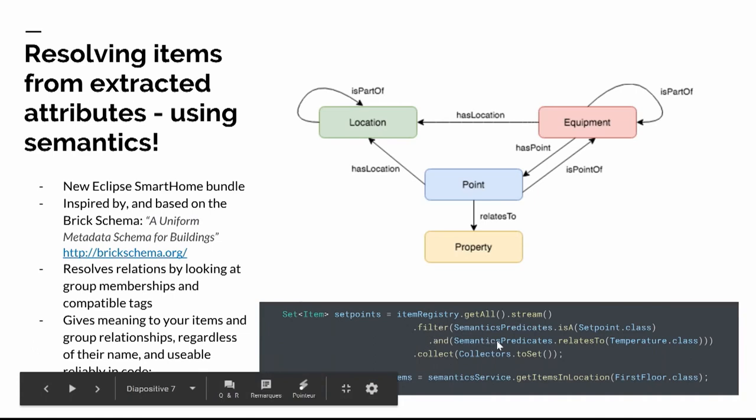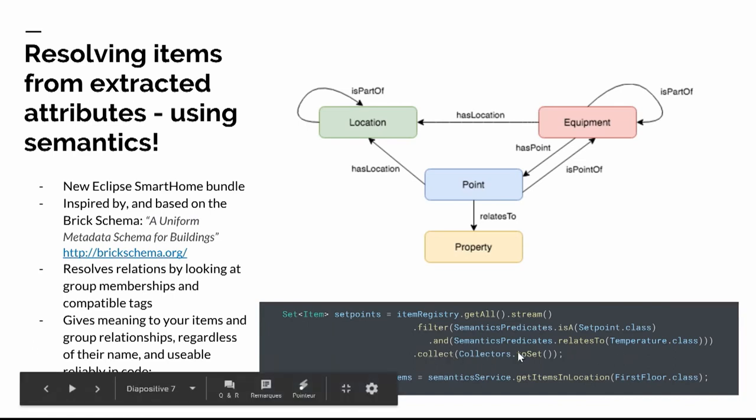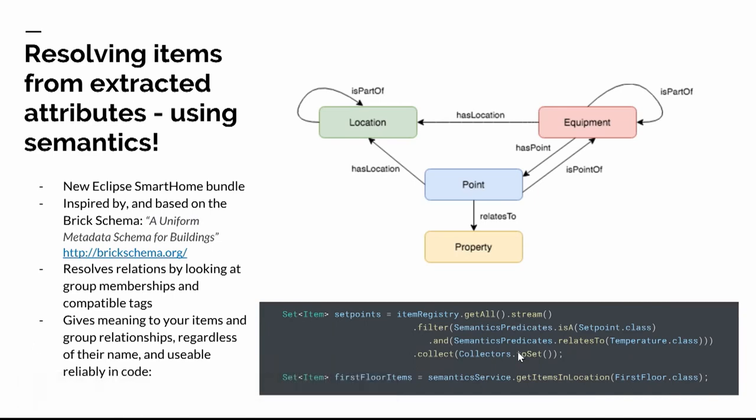You can filter for all items which are a set point and which relate to temperature. You can collect them, and you will be presented with a set of all items, whatever they're called, because they're in those classes in the semantic ontology.